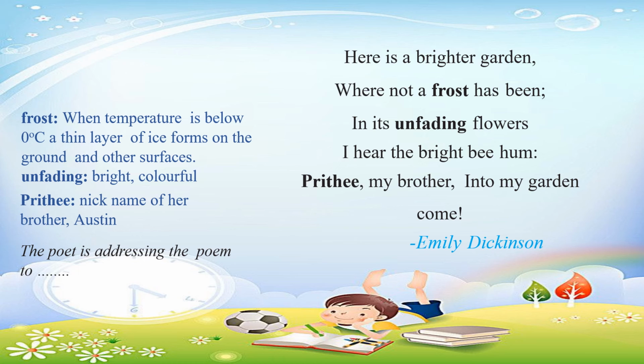Prithee, my brother, into my garden come. That is, Prithee is the pet name, the nickname of her brother Austin, and she is saying that Prithee, my brother, do not worry, just come into my garden. Come. She is pleading with him that he should come because he is sad somewhere away from her, and she is asking him to come to her. This poem is written by Emily Dickinson.